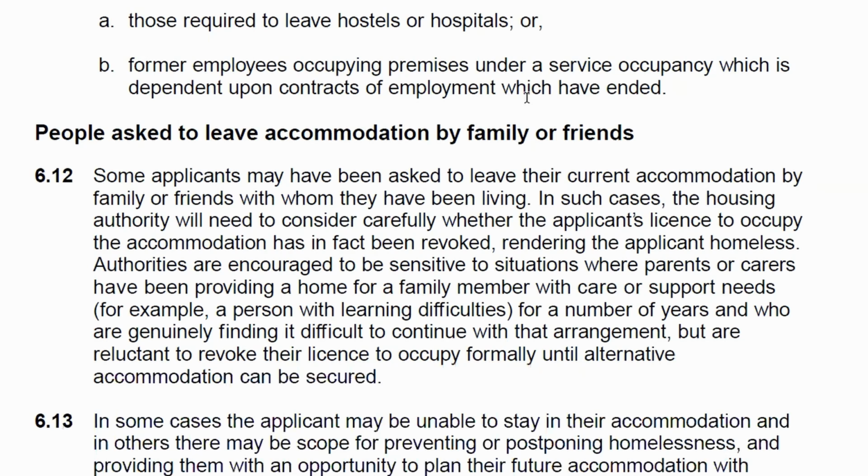People asked to leave accommodation by family or friends. 6.12. Some applicants may have been asked to leave their current accommodation by family or friends with whom they've been living. In such cases, the housing authority will need to consider carefully whether the applicant's license to occupy the accommodation has in fact been revoked, rendering the applicant homeless. Authorities are encouraged to be sensitive to situations where parents or carers have been providing a home for a family member with care or support needs, for example, a person with learning difficulties, for a number of years and who are genuinely finding it difficult to continue with the arrangement, but are reluctant to revoke their license to occupy formally until alternative accommodation can be secured.